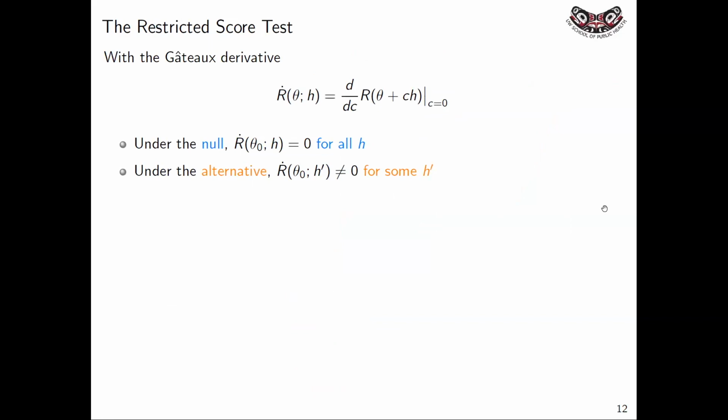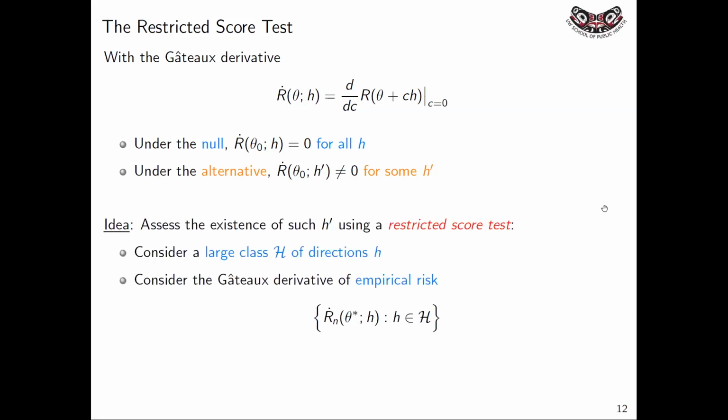That's how we do this testing. So that's the big idea here, and everything else is details. We can't look at all possible h, so we use a restricted class of h value functions. We look at whether there is an h prime within some large class of script h, such that this quantity is non-zero. So we calculate the Gatour derivatives for different h's within that family, and this becomes what we've called the restricted score test, because it's restricted to that function class of directions. So that's really it.